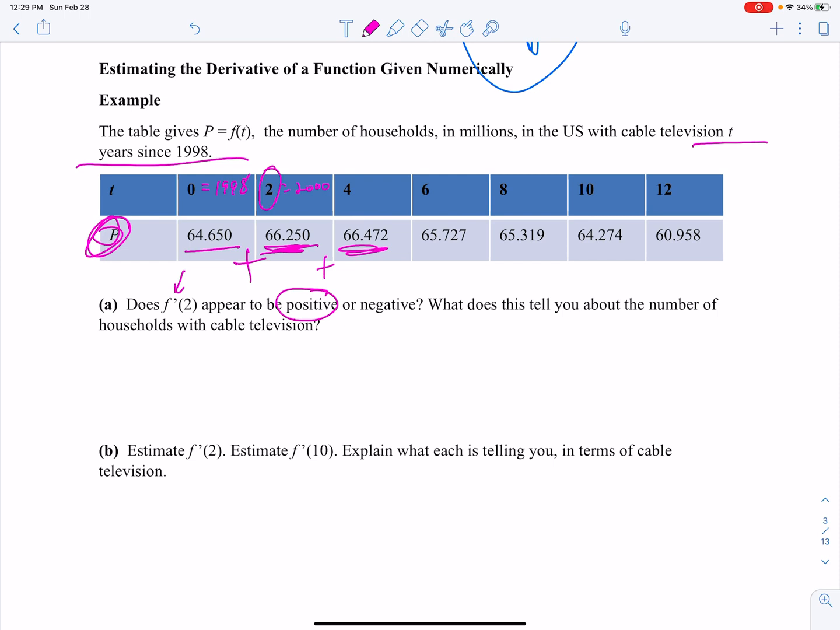What does this tell you about the number of households with cable television? Well, P is the number of households. So as t is increasing, as the time gets bigger, the y values are getting bigger, right? So the number of households with cable television is increasing over time. There you go. That's about all you have to write on that.